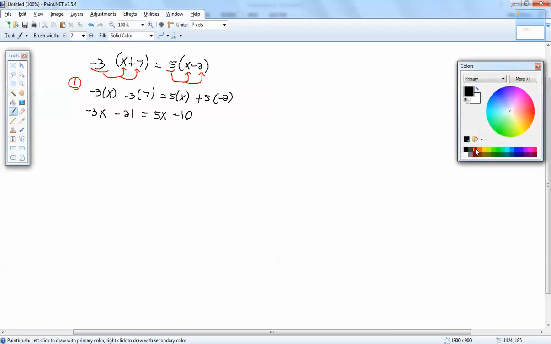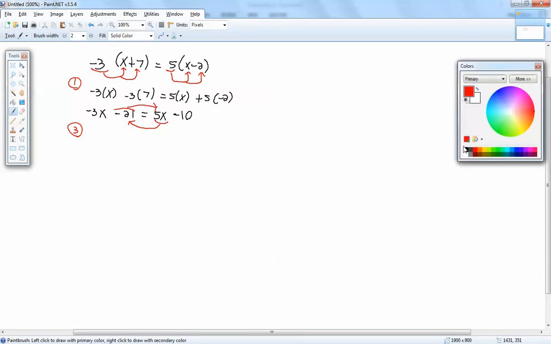Step 2. Let's see, get rid of fractions. Don't have any. Step 3. Get everything with an x on one side, numbers on the other side. So I'm going to take this 5x and move it to the left side. And I'll take this negative 21 and move it to the right side.